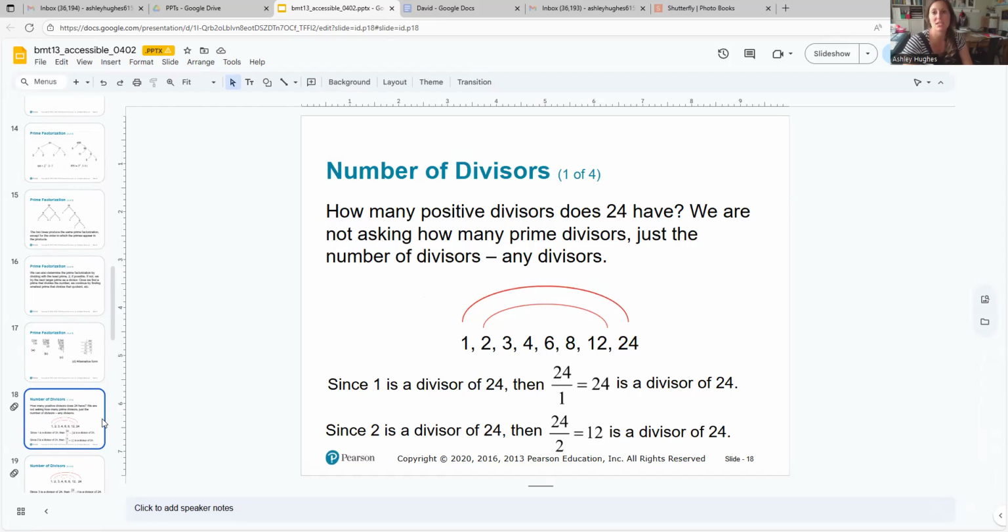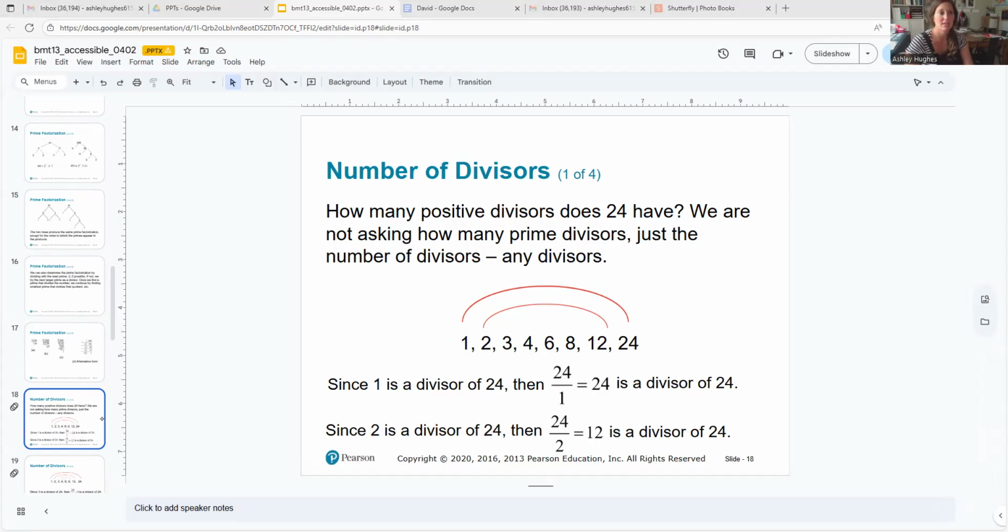How many divisors does 24 have? So this is not prime divisors. This is just how many combinations can you multiply two numbers together and get 24. So I draw mine kind of similar to this, but a little different.